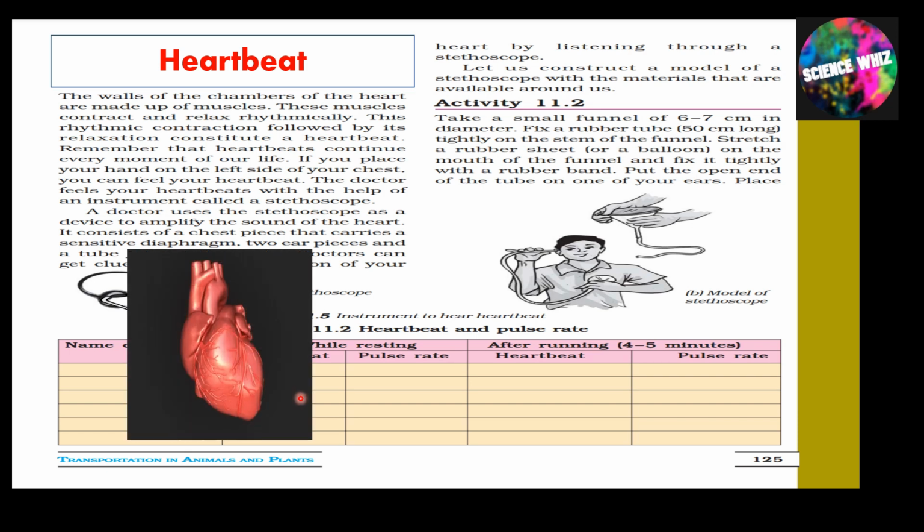Heartbeat. The walls of different chambers of the heart are made of muscles. These muscles contract and relax rhythmically to pump the blood. Observe the image over here. The rhythmic contraction and relaxation of different chambers produce the heartbeat.